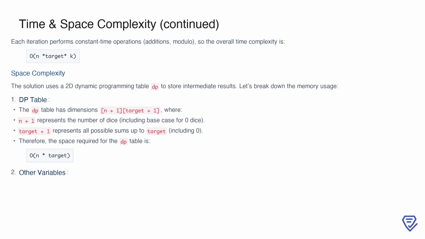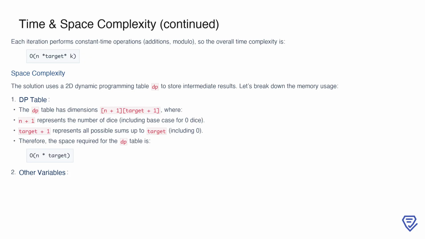Each iteration within the loops performs constant time operations, such as additions and modulo calculations. This means there's no additional hidden cost beyond the loop structure itself. Therefore, the overall time complexity remains O(n * target * k).